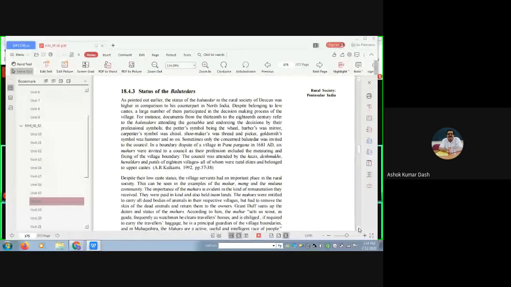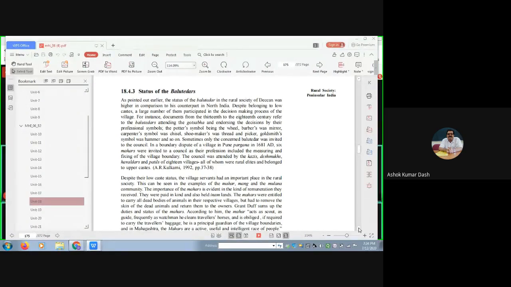You see here it is very clearly mentioned. What is the status of a Baltudar? As pointed out earlier, the status of Baltudar in the rural society of Deccan was higher in comparison to its counterpart in North India. Achha, in North India, what was the name of the counterpart of the Baltudar?